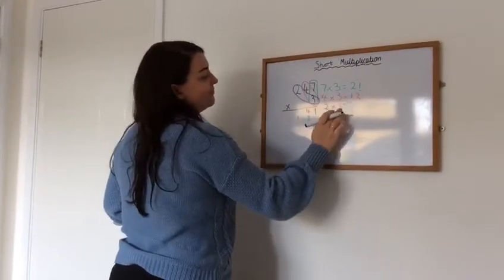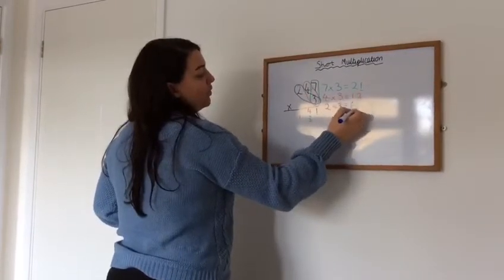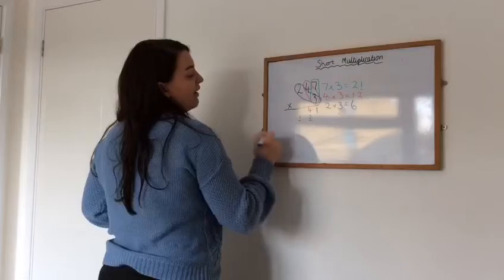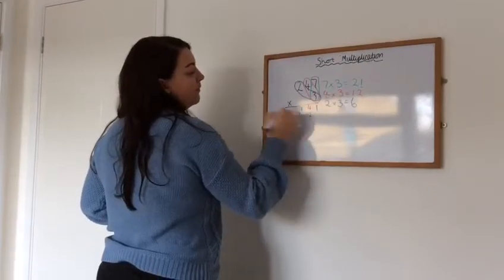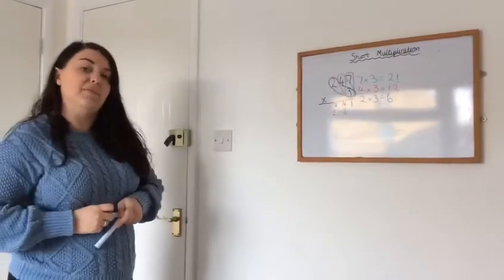Which, giving away the answer there, 2 times 3, which equals 6. Add the 1 that's been carried over, which makes it a 7. So that's how you do short multiplication. Super straightforward as long as you know your times tables.